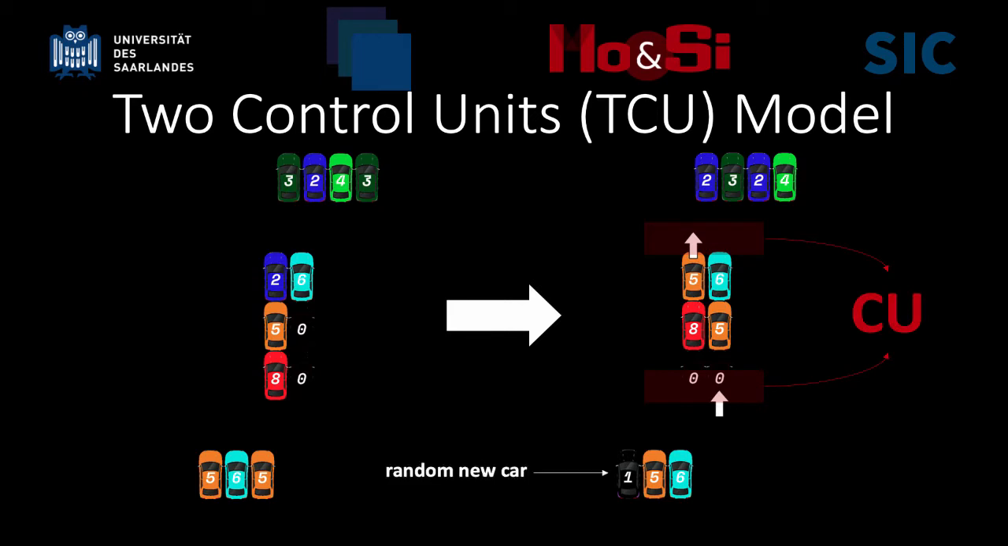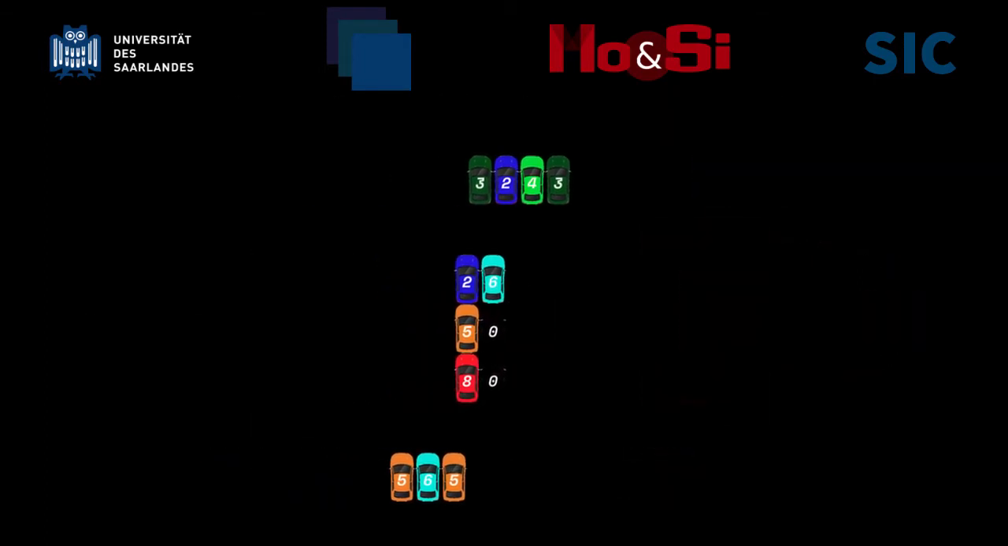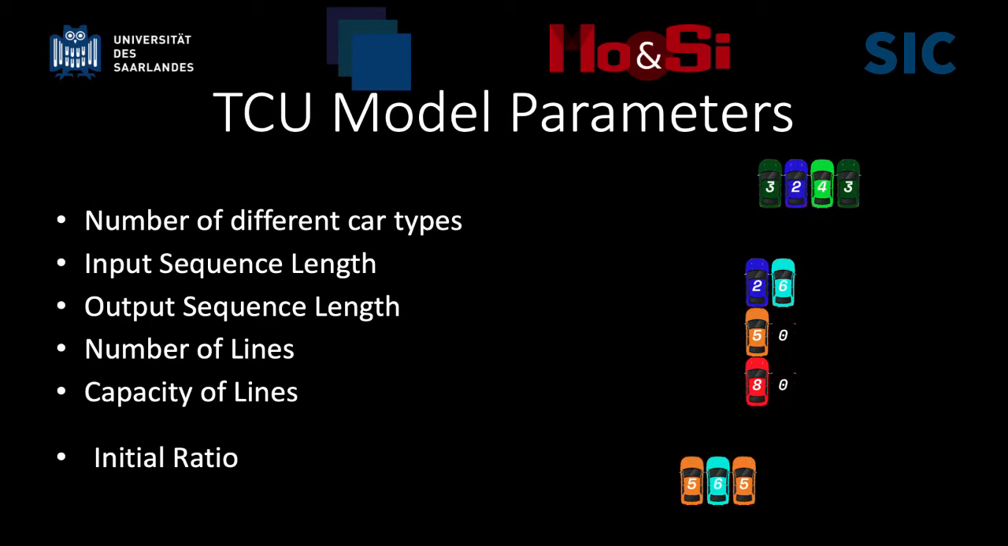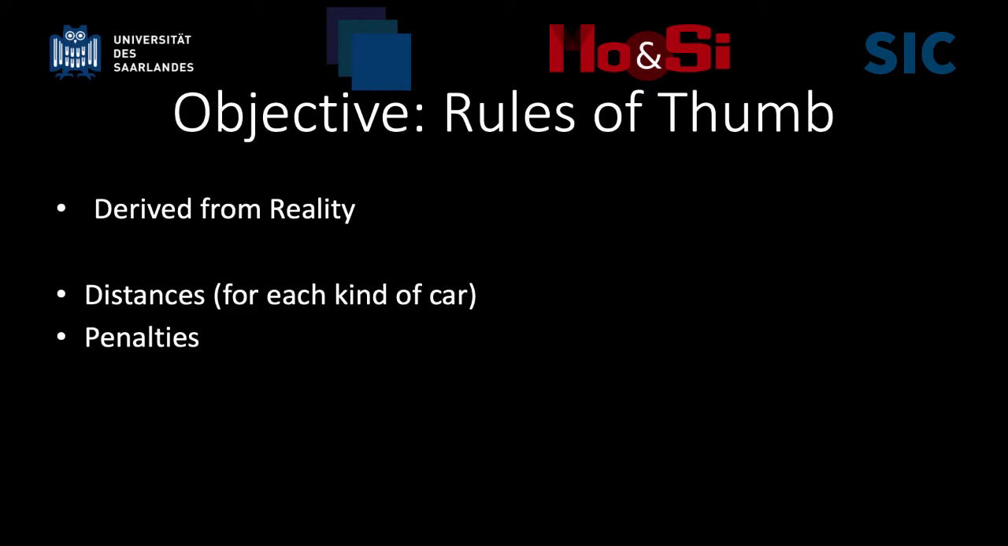We still refill empty spots in the input sequence with random new cars, but also drop the assumption that the buffer is always filled completely. The model is still completely parameterized with the initial parameter that tells us how many of the buffer spots are initially filled. Our objective that we try to optimize here is given by some rules of thumb. These are derived from reality, as currently the manual optimization in the plant is also done by following such rules.